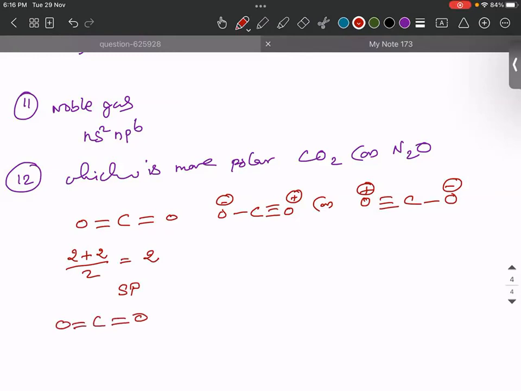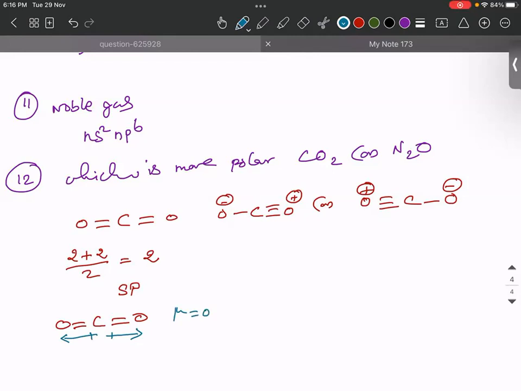Now the electrons, the oxygen is more electronegative, so it will go like this. In the same way, it also goes like this. So what will happen? Due to that, the dipole moment becomes 0 because of the symmetrical structure.